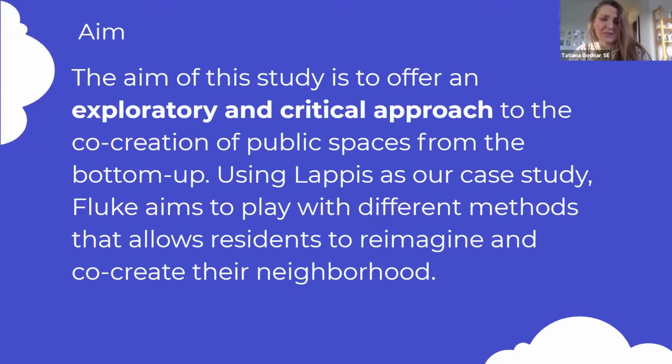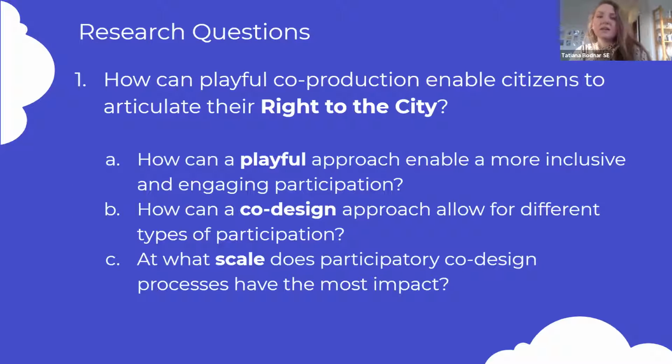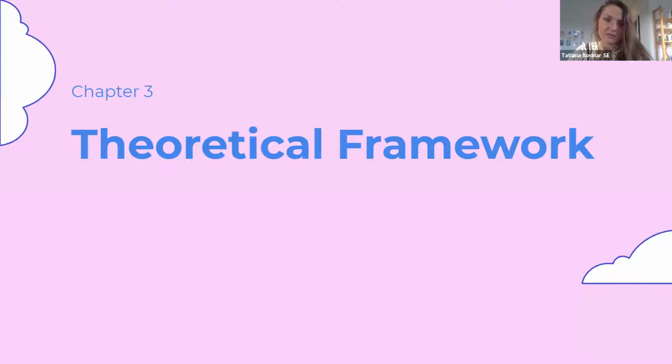So our aim in research questions is to offer an exploratory and critical approach to the co-creation of public spaces from the bottom up. We use Lapis as our case study, and Fluke aims to play with different methods that allow residents to reimagine and co-create their neighborhood. More specifically, I look at how co-production enables citizens to articulate their right to the city. And I look specifically at play, co-design, and scale. What's interesting too is that Nicole also wrote a thesis, but from the product design angle. So you can see this very interdisciplinary kind of work.